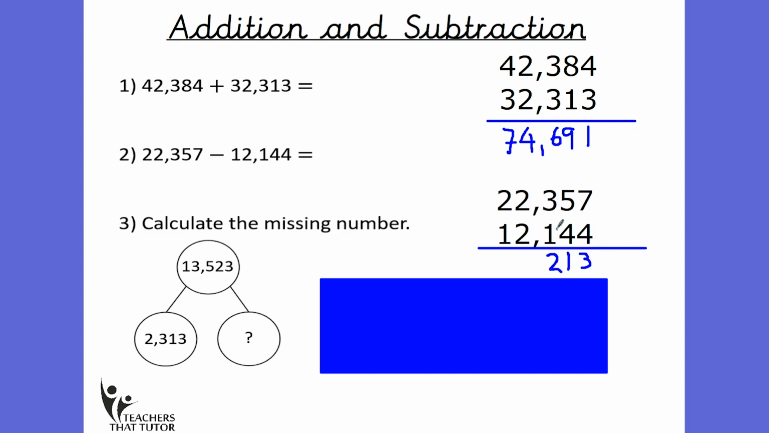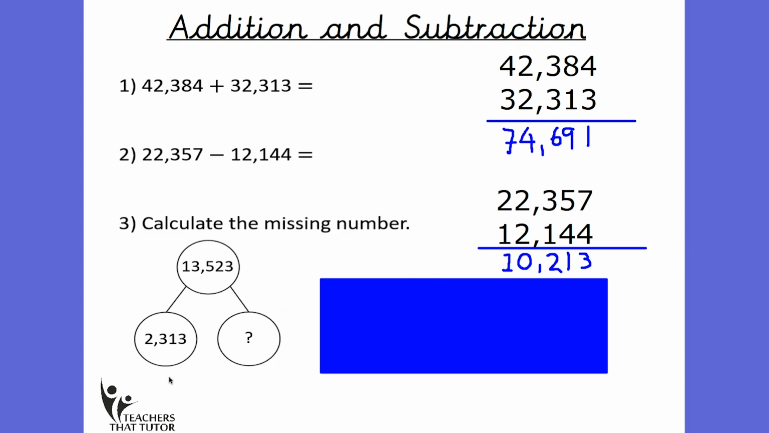And by the way, I know I'm saying it like this, but the children should, from their place value lessons, understand that these are the ones, these are tens, these are hundreds. So that's 50 take away 40, 300 take away 100. 2,000 take away 2,000 gives us 0 in this column here. And then 20,000 take away 10,000 gives us 10,000. Giving us a final answer of 10,213.